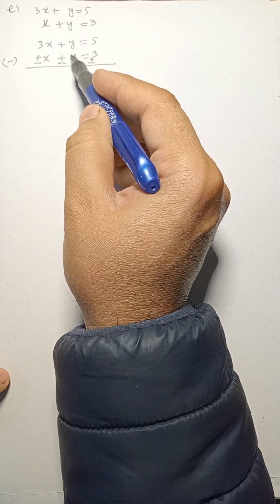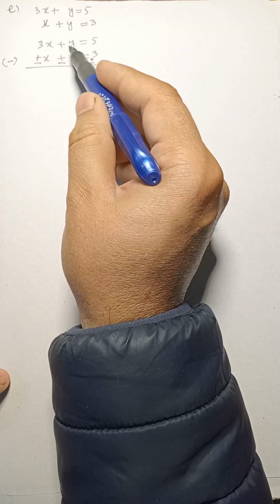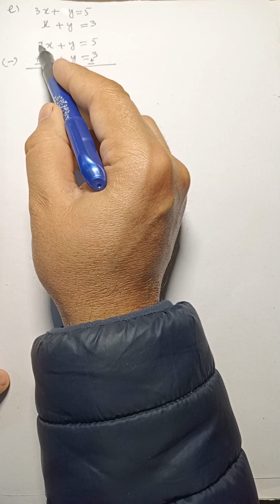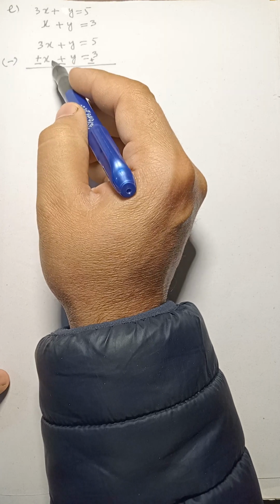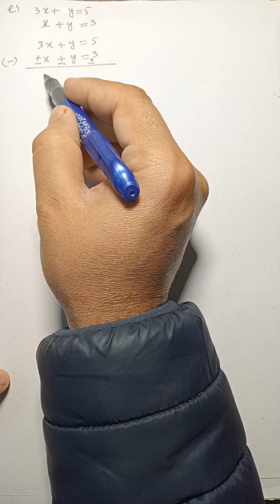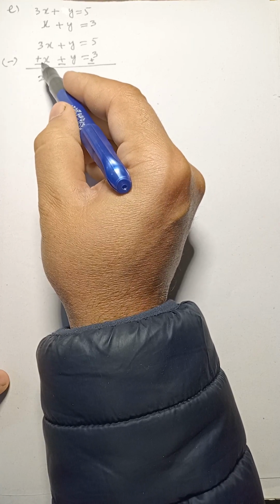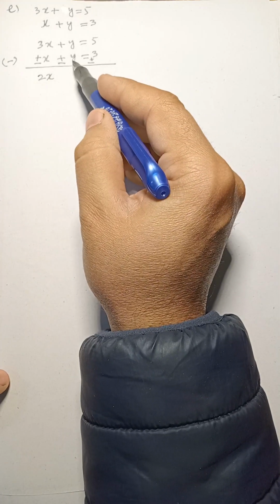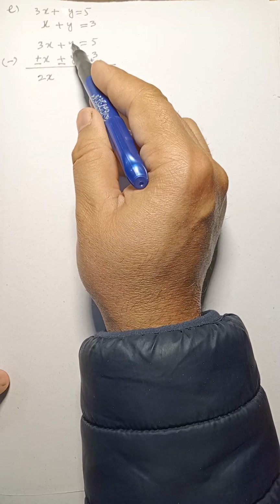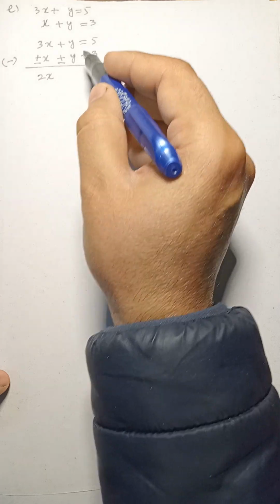Now you see here, this is of plus y and this is of minus y, so we can remove them. And this is plus 3x and this is minus x. From 3x remove 1x, answer is 2x here, because we will consider next sign. And this minus sign and this plus sign will cancel out each other and there will be no y.